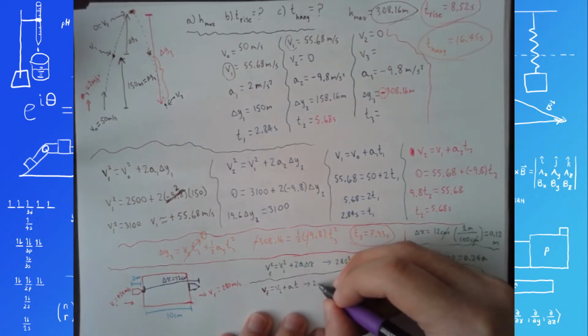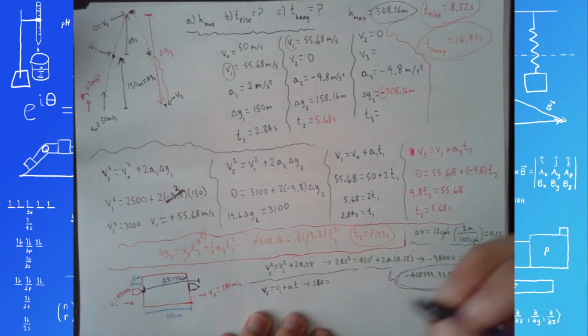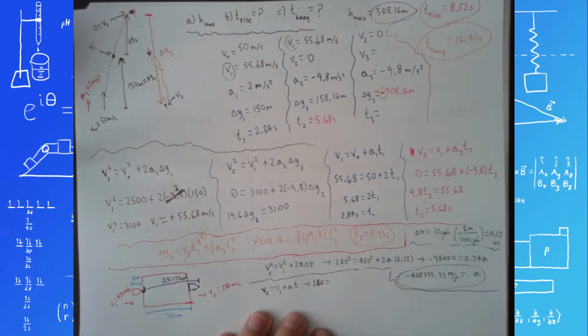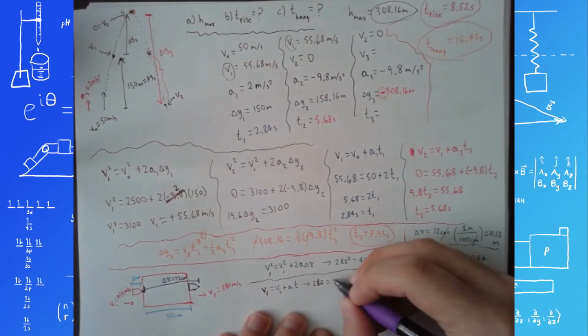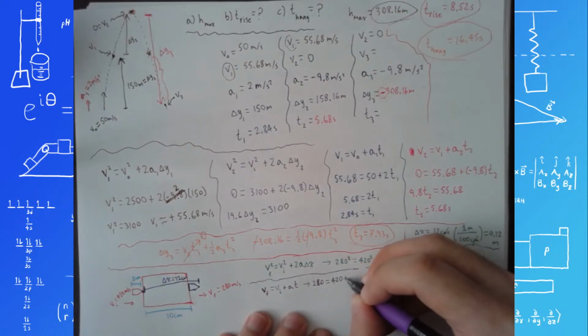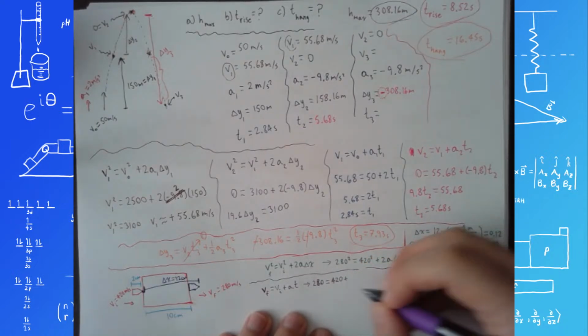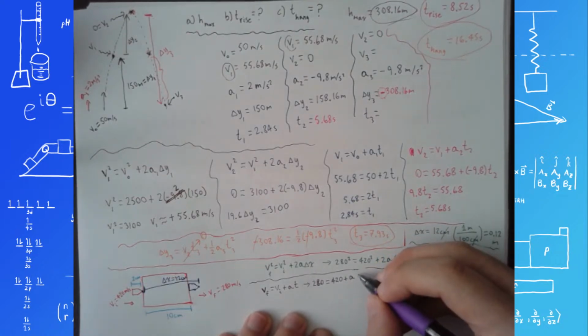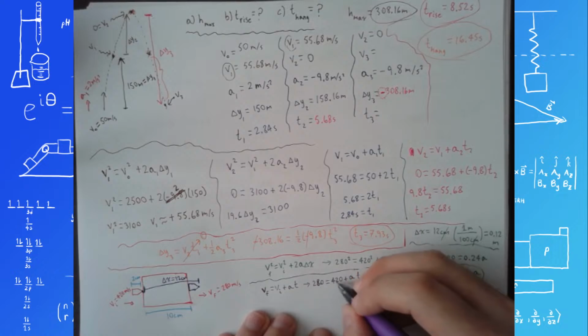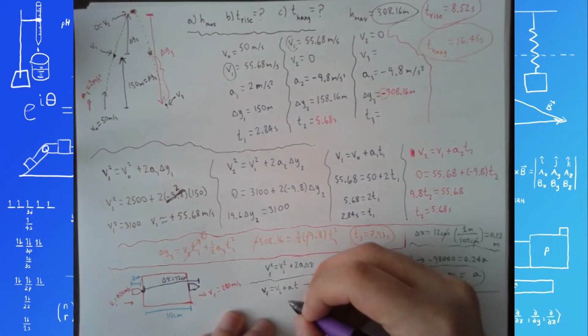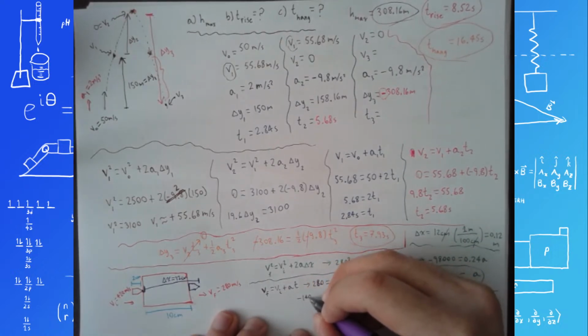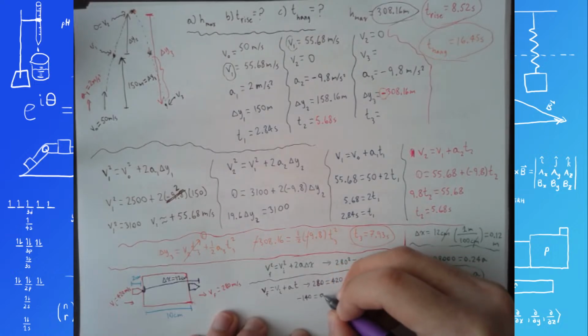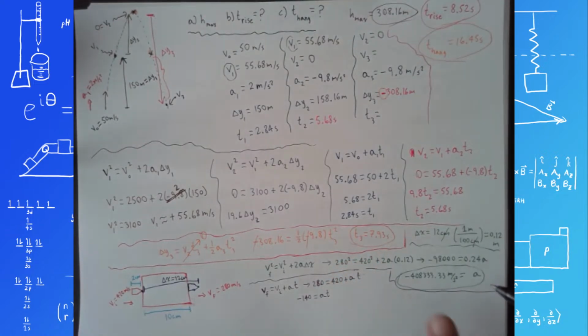That's going to be 240, wait, no, not 240, 280 equals, now I have to double check all my other work. Did I accidentally write 240 anywhere? It doesn't look like it. 280 equals 420 plus A times T, I'm just going to write it as A because I don't want to write that whole number again. And then 280 minus 420 is negative 140. So we've got negative 140 equals A times T.